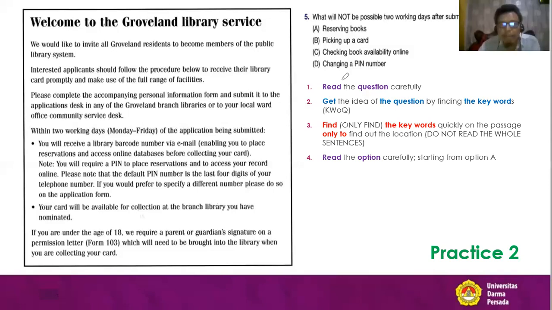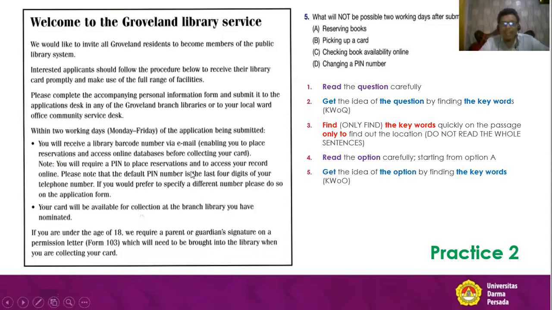Next, changing a PIN number. Let's see, changing a PIN. Okay. Let's see. If you would prefer to specify a different number, you can do that. Changing a PIN number matches. So that means this is not the answer. Yeah, this is not the answer. Okay, I hope that is okay.